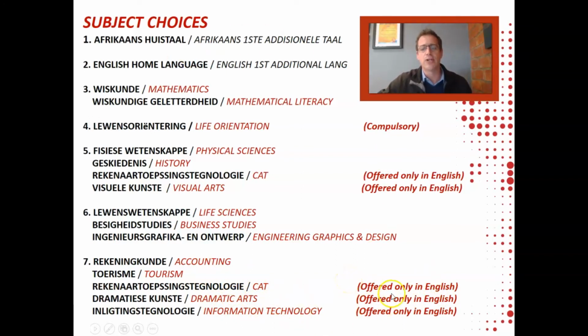All right, so you can still take them if you have Afrikaans home language. Your maths is Afrikaans, your life orientation is Afrikaans, your physical science is in Afrikaans, your life sciences in Afrikaans, but you may perhaps take CAT here, then it is of course only in English. Okay, take note of this.